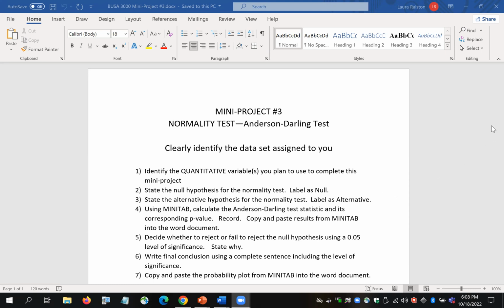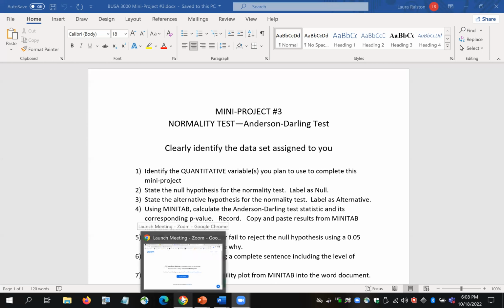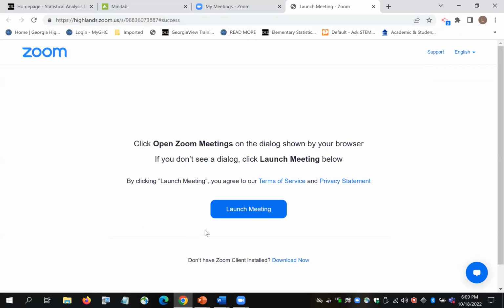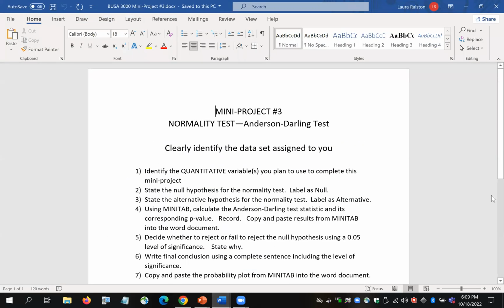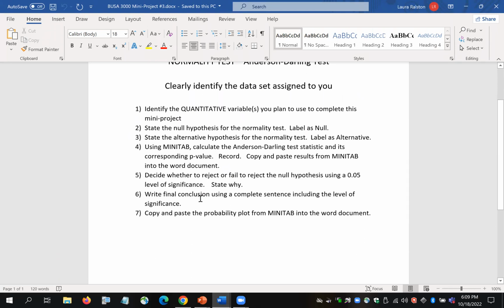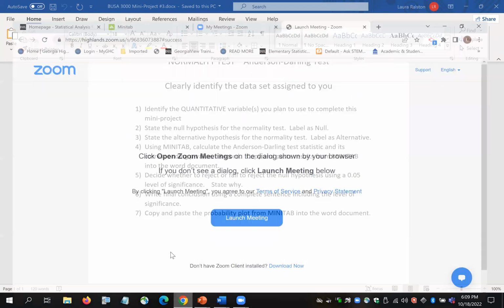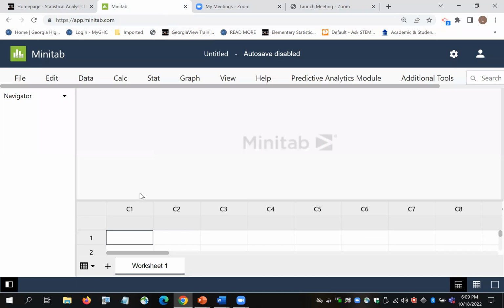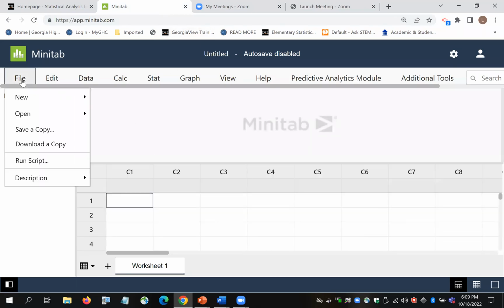Okay. And I have another question too on number 7. I don't really understand what I'm supposed to do on that, on mini project 3. 2 and 7? No, just 7. 7 is basically you're going to copy the Minitab results. It says copy and paste the probability plot from Minitab. So when you run Minitab, let me see if I can pull in a data set. It doesn't matter which one I pull in.